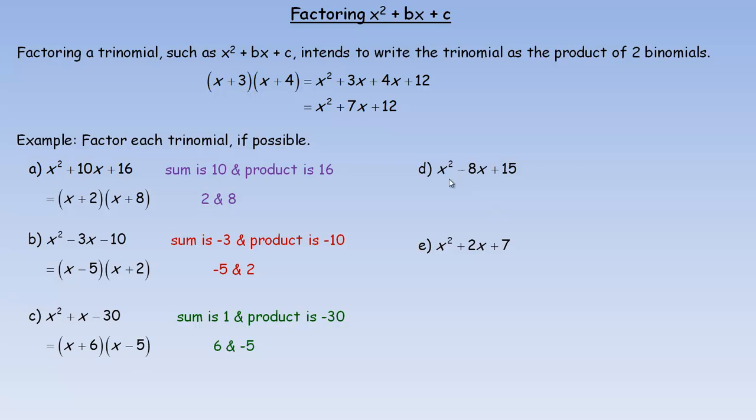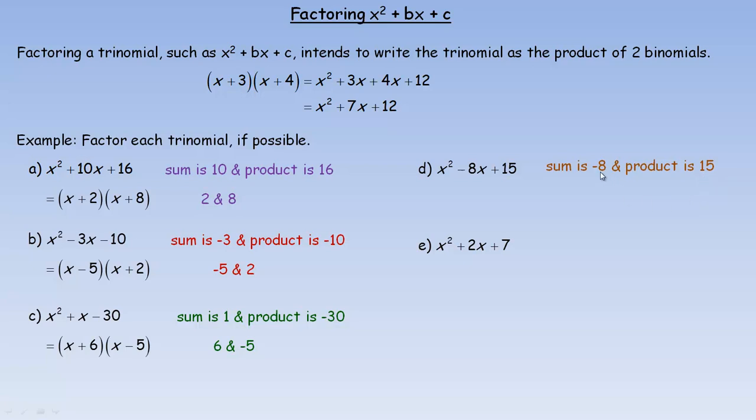For D, x squared minus 8x plus 15. And what's special about this example, and I wanted to show whoever's watching this, is that in this case, the sum is negative 8 and the product is 15. If the product's positive, and actually that was true in the first one here too, then the two numbers are either both positive or they could be both negative, which is the case here.